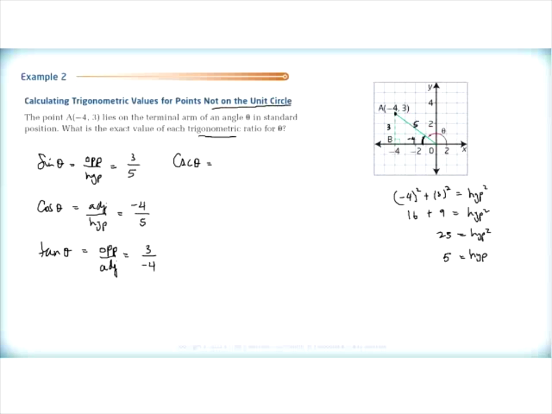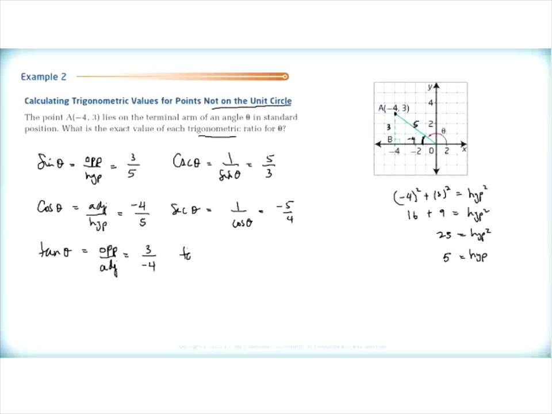Cosecant theta is the reciprocal of sine. So all I need to do is take the reciprocal of 3 over 5 and I get 5 over 3. Secant theta is the reciprocal of cosine. So all I need to do is take the reciprocal of cosine, which is -4 over 5. The reciprocal of that will be a -5 over 4.